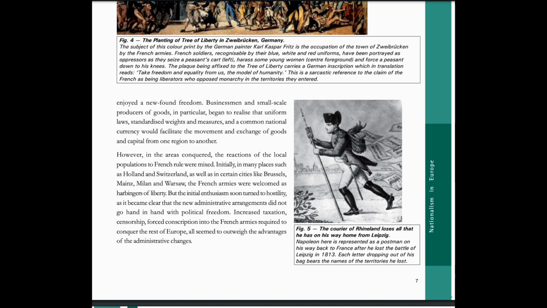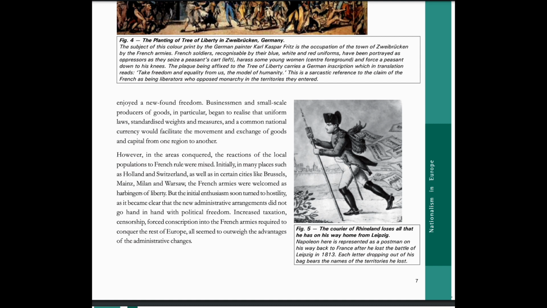However, in the areas conquered, the reactions of the local populations to French rule were mixed. Initially, in many places, such as Holland and Switzerland, as well as in certain cities like Brussels, Mainz, Milan, and Warsaw, the French armies were welcomed as harbingers of liberty. But the initial enthusiasm soon turned to hostility as it became clear that the new administrative arrangements did not go hand in hand with political freedom.